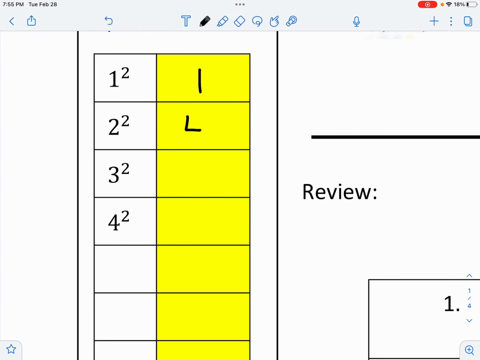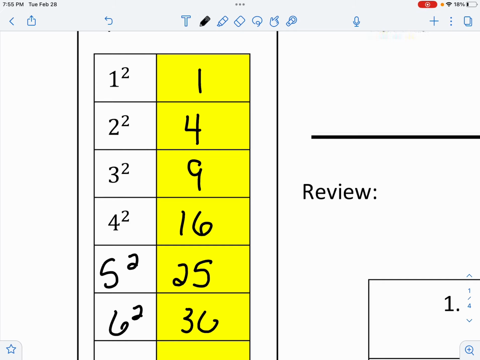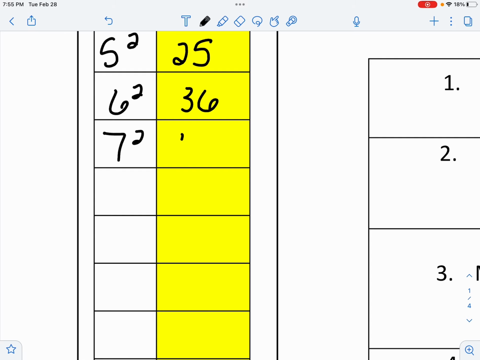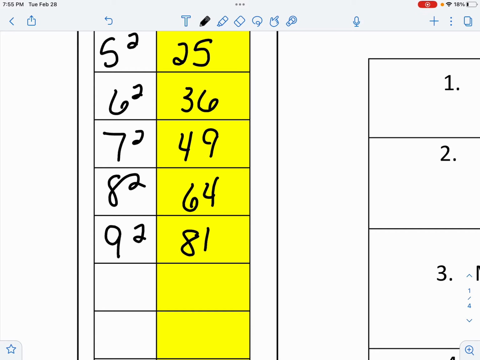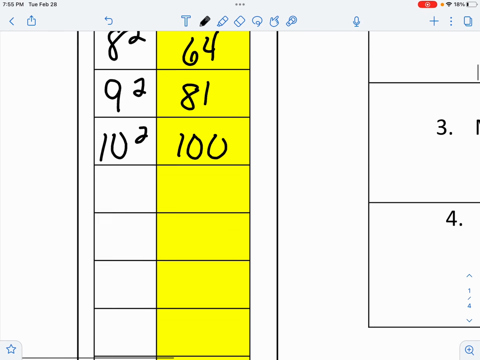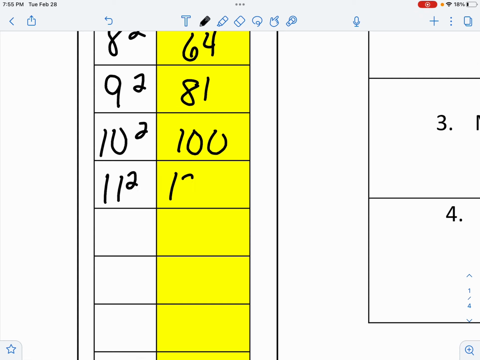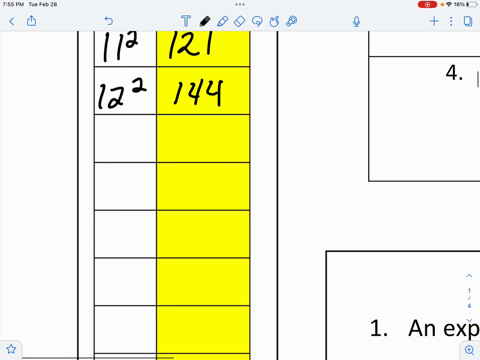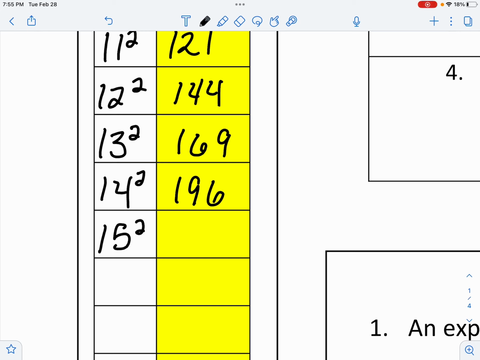1 squared is 1, 2 squared is 4, 3 squared is 9, 4 squared is 16, 5 squared is 25, 6 squared is 36. Pause the video if you need to. 7 squared is 49, 8 squared is 64, 9 squared is 81, and 10 squared is 100. The more you write them down, the more you will memorize them. 11 squared is 121, 12 squared is 144. Please feel free to pause the video. 13 squared is 169, 14 squared is 196, 15 squared is 225, 16 squared is 256.